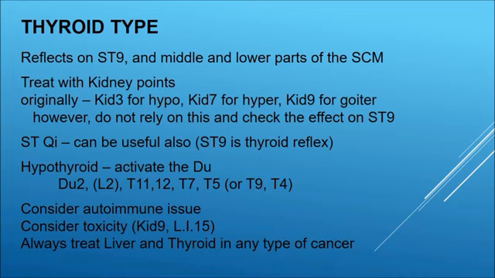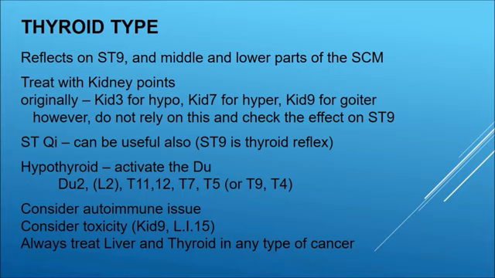Always check the thyroid in cancer patients, anyone exposed to radiation, or others with toxicity issues. In those cases, also check the liver, as the liver also may be involved. Check thyroid on all women. The thyroid treatment involves use of kidney points. The official treatment for hypothyroid is kidney 3, needle towards the Achilles. The official treatment for hyperthyroid is kidney 7, and for goiter it is kidney 9.